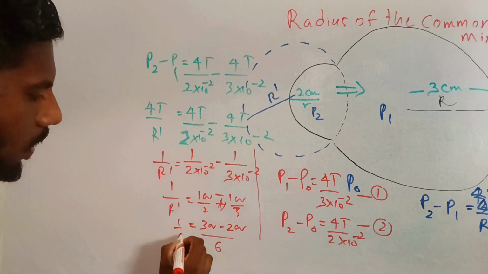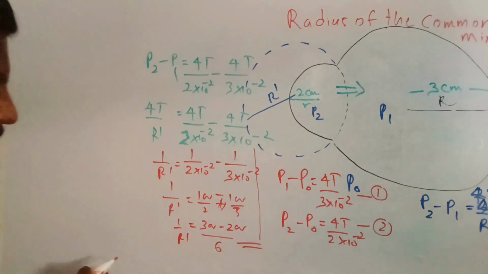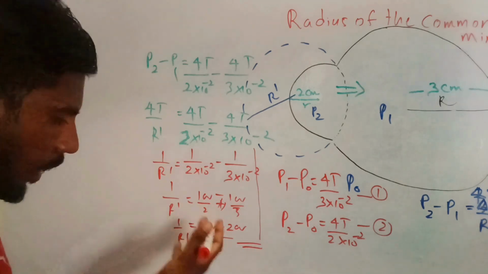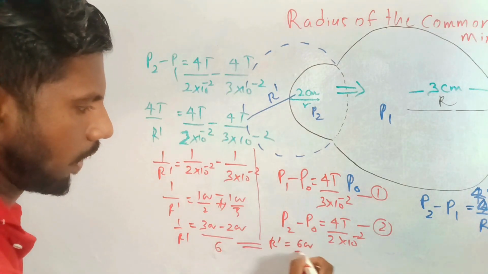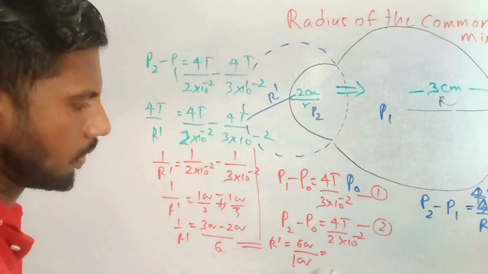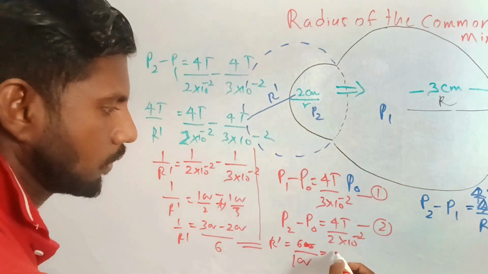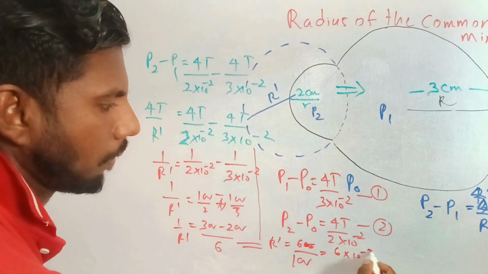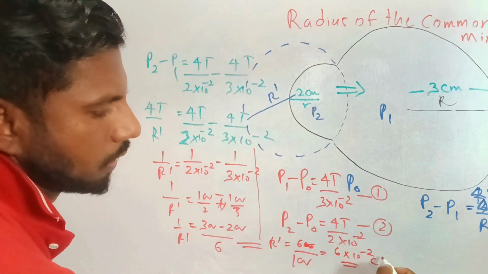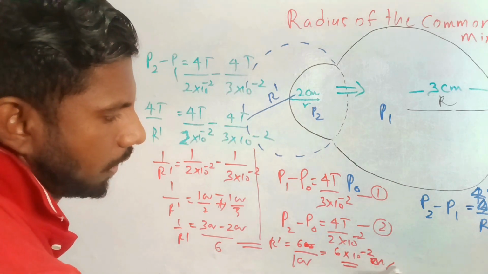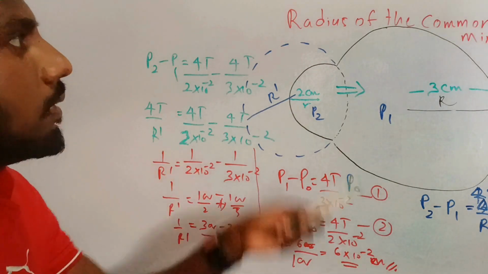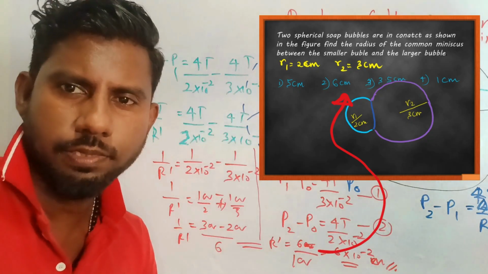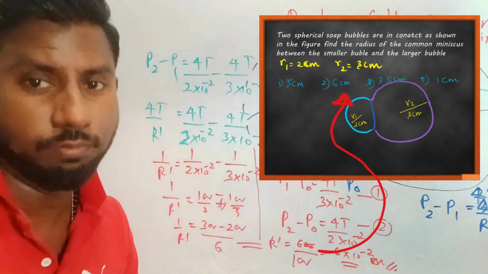So 1 over R dash equals 100 over 6. Let's take the reciprocal of this. Then R dash equals 6 divided by 100, so 6 into 10 to the power minus 2 meters. So it's basically 6 centimeters. That's the common meniscus.